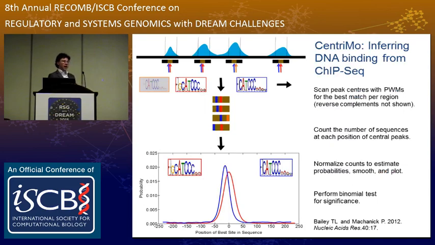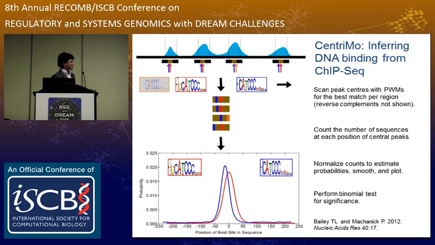One of the tools that we make the most use of is CentriMo, and it allows inference of DNA binding from ChIP-seq data. The way it basically works is you scan peak centers with position weight matrices. So here you have ChIP-seq signal, and these represent the peaks where the highlighted region is the central area. So you would scan these and count the number of sequences that are the best match at each position of the central motifs. So here we have example sequence matches. You normalize these counts to compute probabilities, you smooth this, and you plot it.